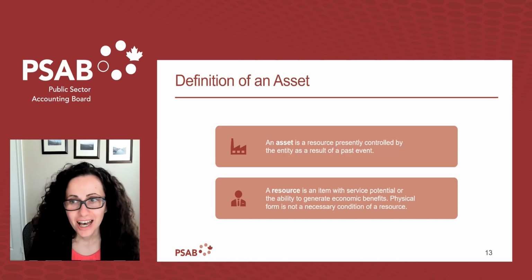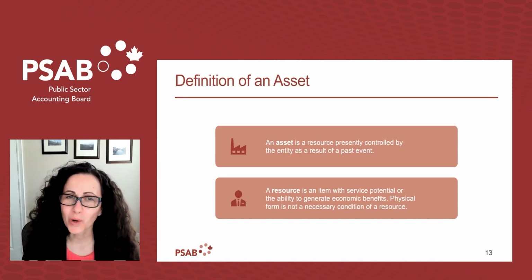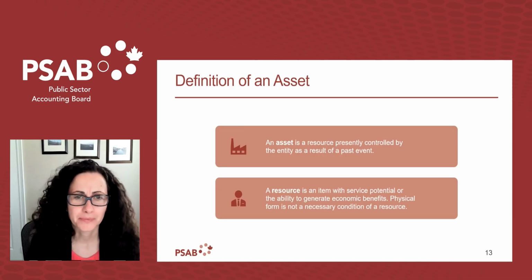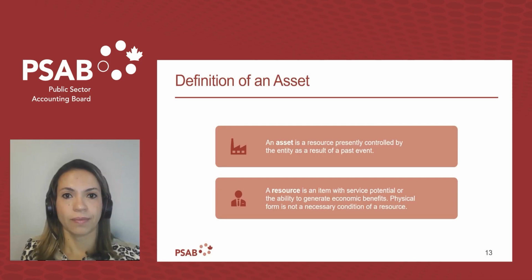It was very helpful. And what about control? What does being presently controlled by the entity entail? That's a very good question. Control of an asset has two main aspects. The first one, the entity can use or otherwise benefit from the resource in pursuit of its objective, having the right to obtain the benefits from the asset. And the second is the entity is able to exclude or otherwise regulate the access of others to benefits arising from the resources by preventing others from obtaining the benefits.